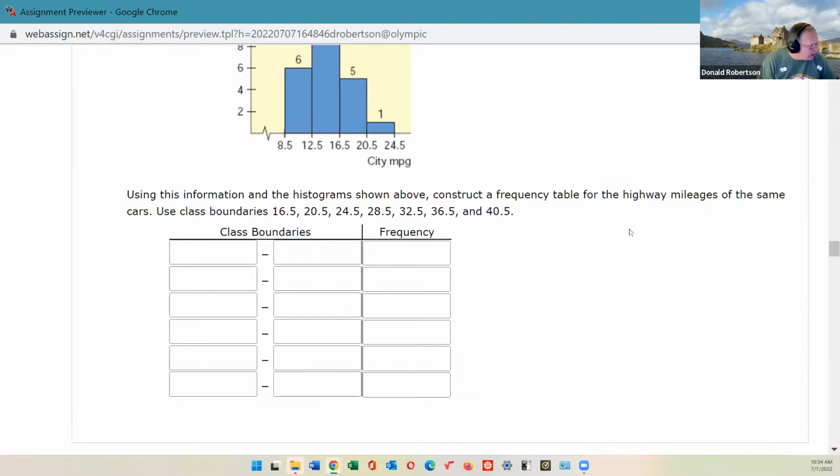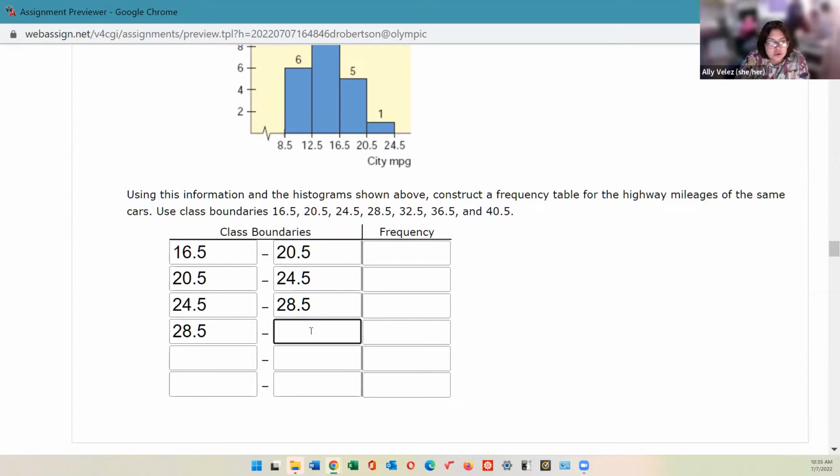I don't care. They tell me what the boundaries are. 16.5, 20.5, 20.5, 24.5, 24.5, 28.5, 28.5. I thought you couldn't overlap numbers.